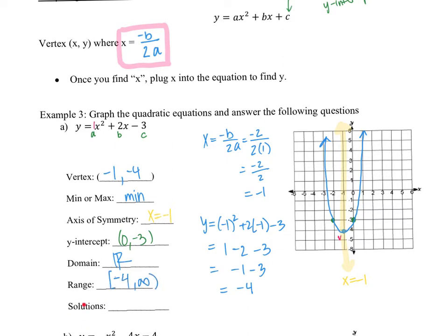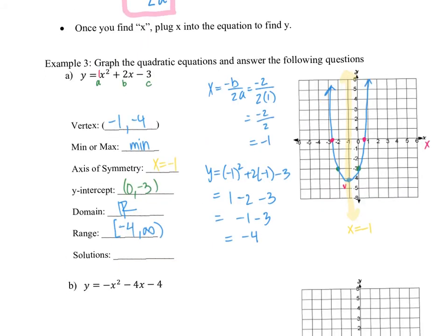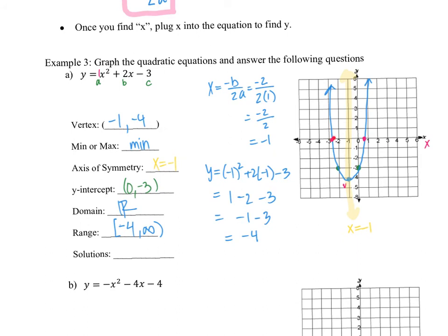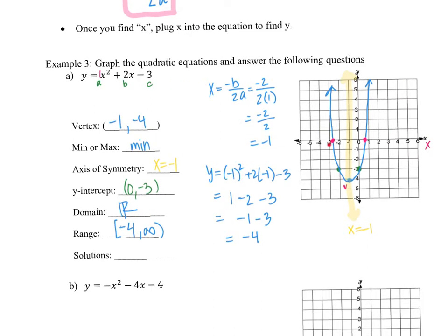As for solutions, let's see. I see 2 solutions here. There's one right here and one right here. So I'm looking on the x-axis to see where it crosses the x-axis. And it's kind of hard, but I think I'll just estimate it to be -2.5 and 0.5 on the other side. So -2.5 and 0.5, about a half, because it's in between 0 and 1.